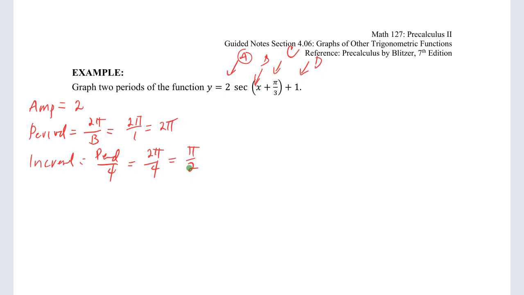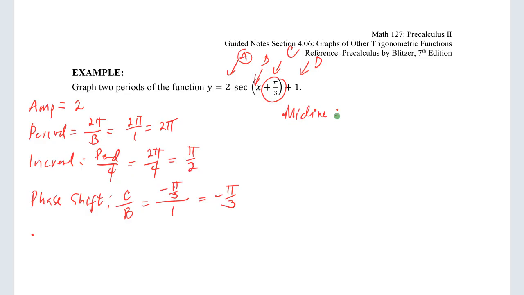Okay, next one, we now have here the phase shift. So the phase shift would be c over b. Again, this is positive, that makes it a negative sign now. So negative pi over 3 over b, which is 1, which is a negative pi over 3. Okay. All right. Now, since we do have value for d, therefore we do have value for the midline. So the midline here would be y is equal to d. Again, in this case, it's y is equal to 1.